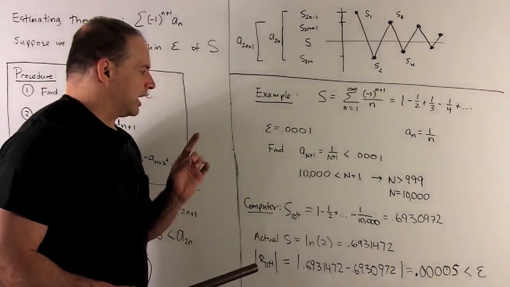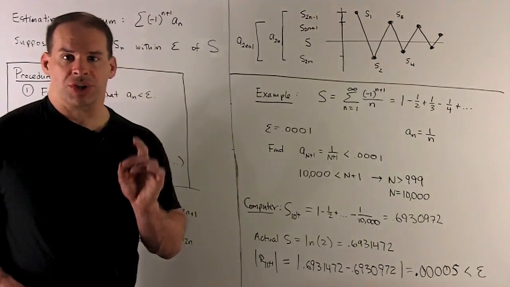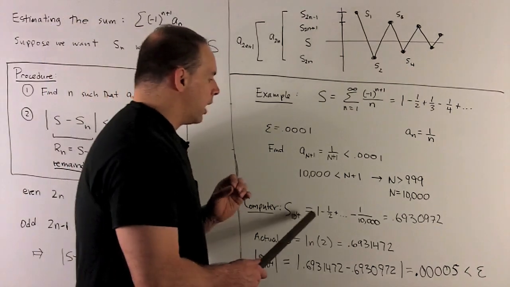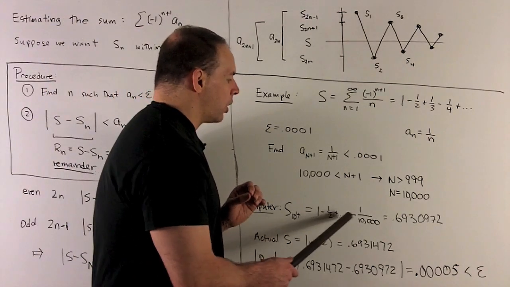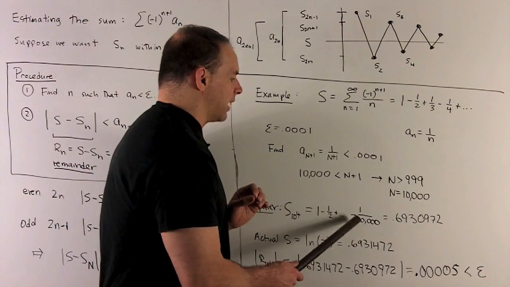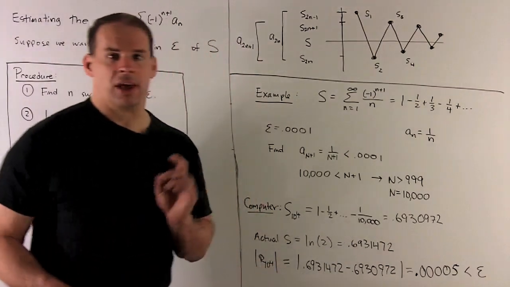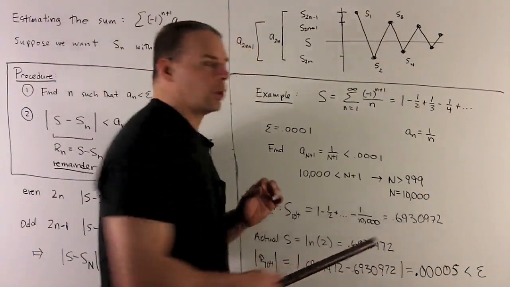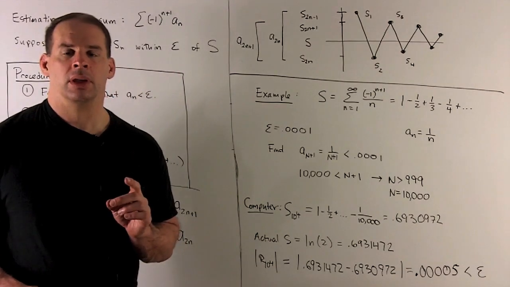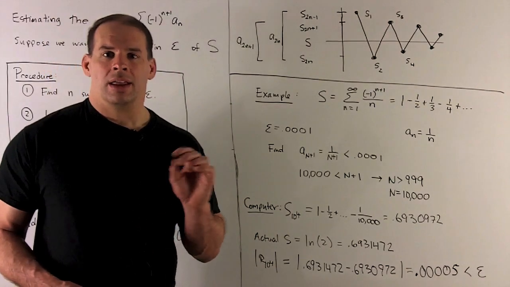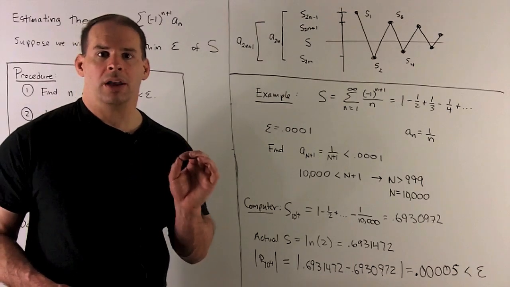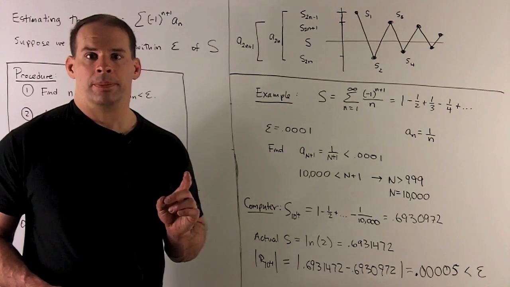Now, if we take the 10,000th partial sum, it's going to be the first 10,000 terms. It's going to be 1 minus a half plus, and then all the way up to minus 1 over 10,000. If you do that on a computer, it's going to come out as 0.6930972. So the claim is this partial sum is going to be within 0.0001 of the actual sum.